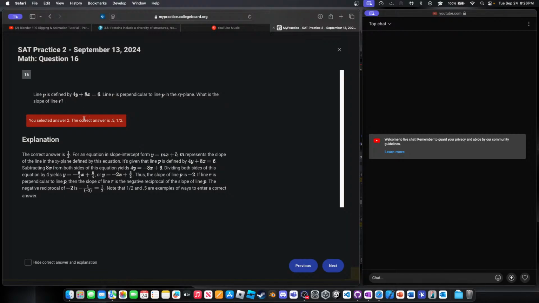I would say perpendicular is 1/2. Yeah, I did get a slope of negative 2. Negative reciprocal. So it must be the negative reciprocal. Okay.